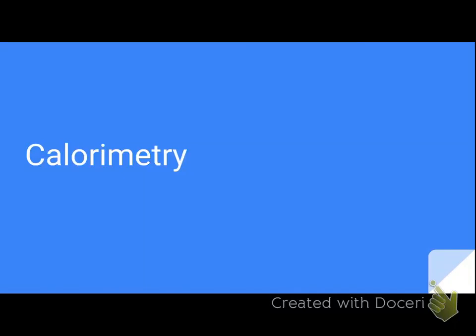This lecture is going to cover calorimetry and basic calorimetry equations and solving for those problems. You will want to make sure that you do have a calculator. So once you have that calculator set, let's go ahead and get started.